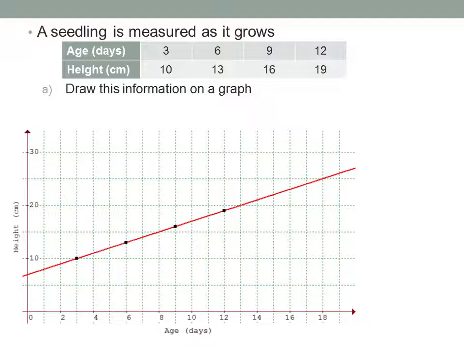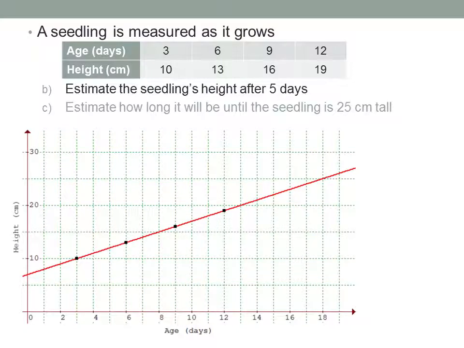Now we can answer the questions. Estimate the seedling's height after 5 days. Draw a line up from 5 days to the line on the graph, then across to the other axis. 12 centimeters. The seedling will be 12 centimeters tall after 5 days.